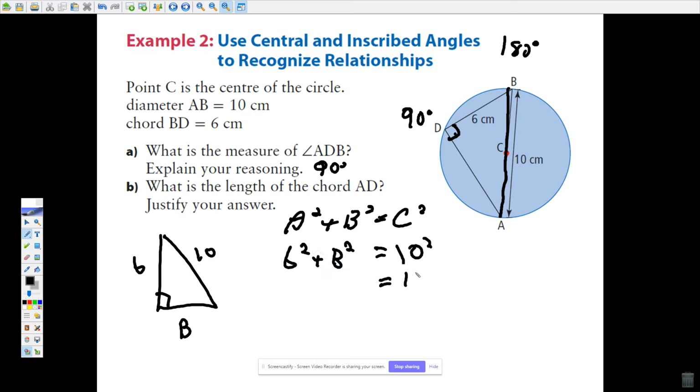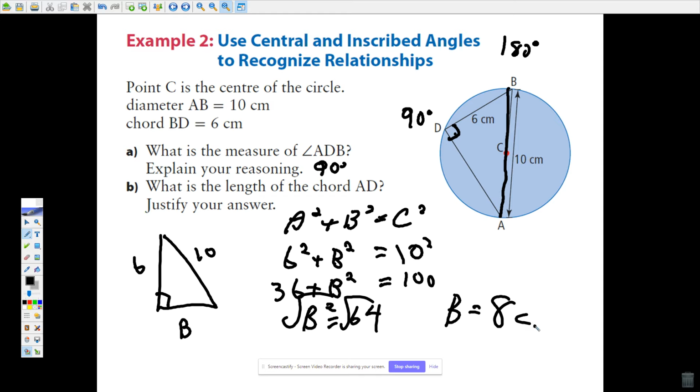10 squared is 100. 6 squared is 36. To solve for the b, we have to subtract 36 from both sides. So we get b squared equals 64. And then to get the b by itself, we have to take the square root. So b is 8 centimeters. Okay, so the length of chord AD is 8 centimeters.